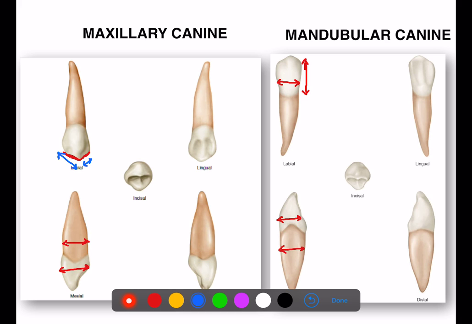When talking about the lingual side, there is the cingulum, and there are two lingual fossae, and there is a lingual ridge in the center. Normally in the anteriors you saw only one lingual fossa, that is in incisors on the lingual side, whereas in the canine you can see a lingual ridge in the center and two lingual fossae on either side.